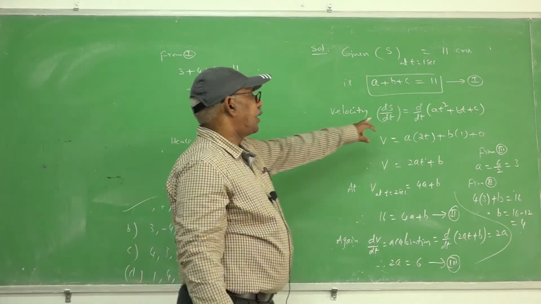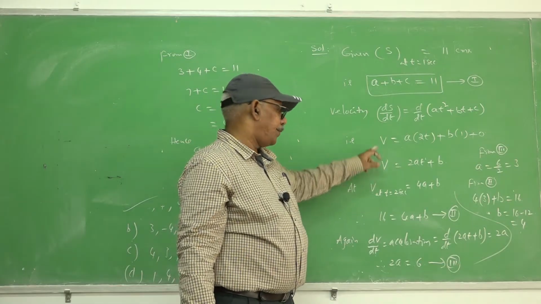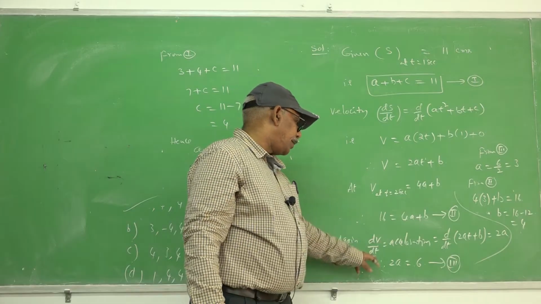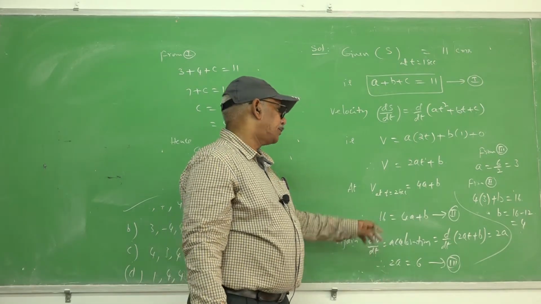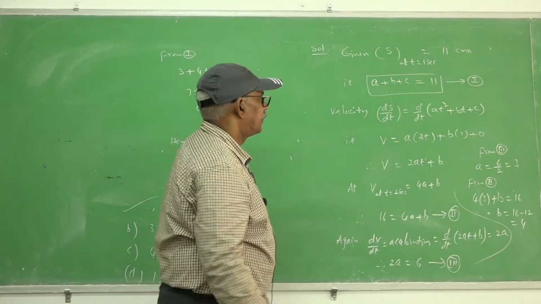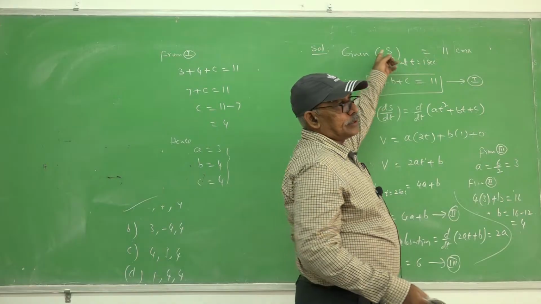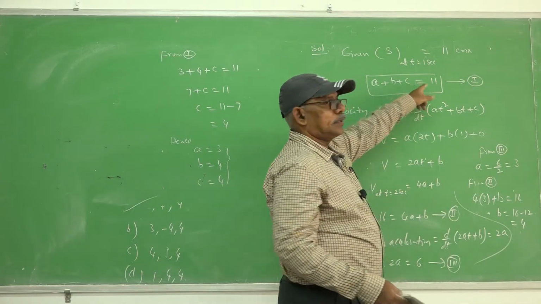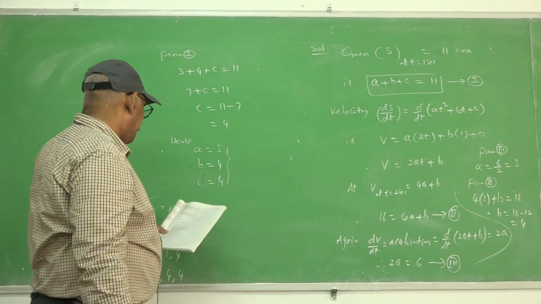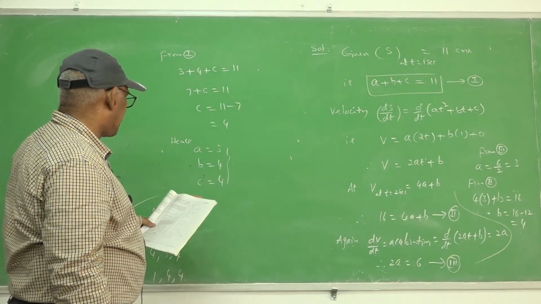ds by dt gives us velocity. Once again differentiating v with respect to t, we get acceleration. So dv by dt gives us acceleration. The distance covered in 1 second is also given here. So s at t equal to 1 second is A plus B plus C. With the help of these three relations, you can find the constant values A, B, C.